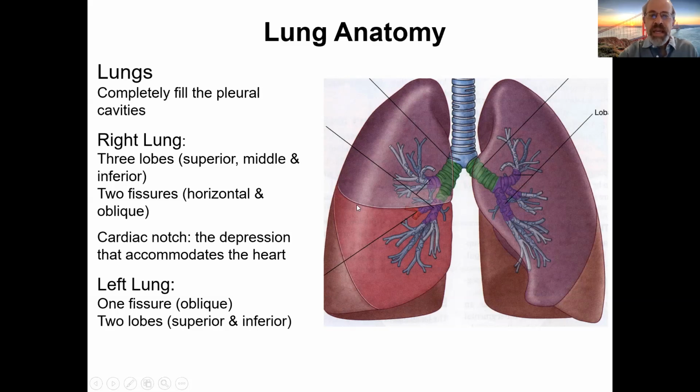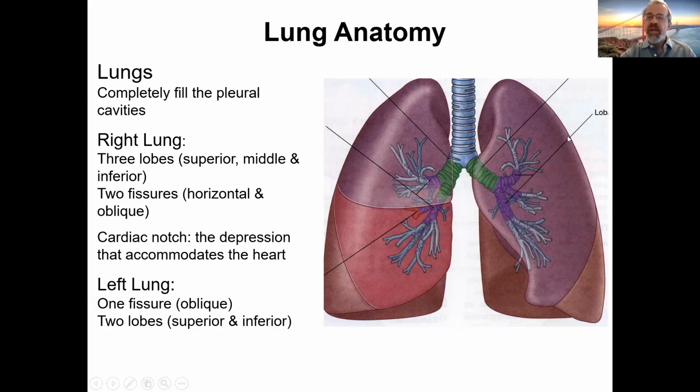1, 2, 3. Each of these lobes is divided by a fissure. The separation between the superior and the middle lobe is called the horizontal fissure, which makes sense. The division between the middle and the inferior lobes is called the oblique fissure, for obvious reasons. So there we have 3.